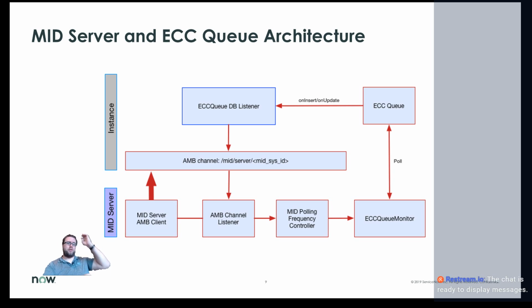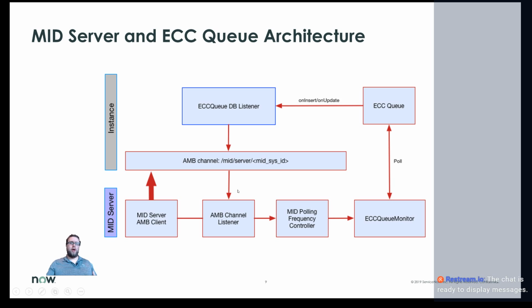Okay, this is a very busy slide, but let's not get too bogged down into it. The main purpose of this slide is to show that the ECC queue and the mid server communicate in a very cyclical fashion. So what ends up happening is a record is inserted into the ECC queue table. It has a database listener. We can see that about midway through our slide here. That is pushed into the A and B channel. Now the mid server is always listening to that A and B channel through the mid server A and B client.